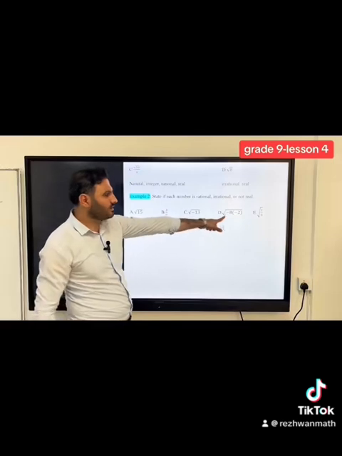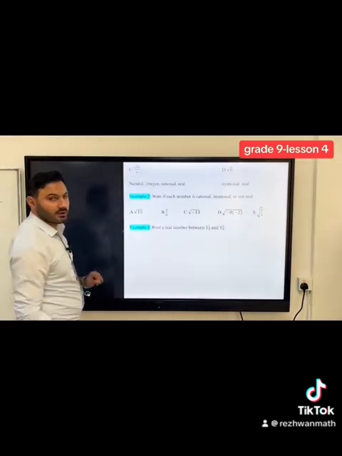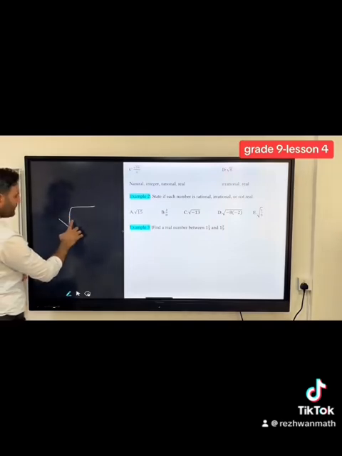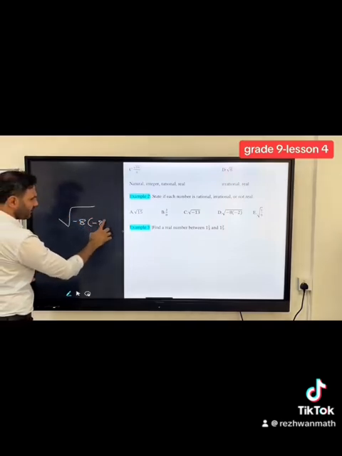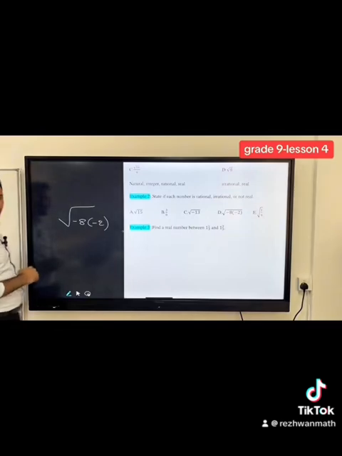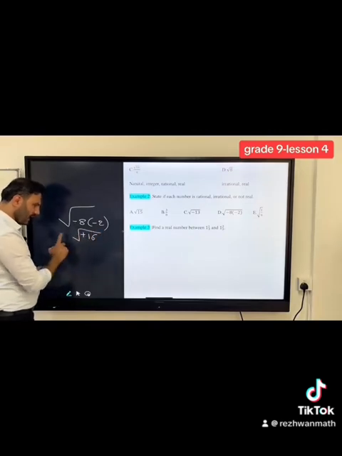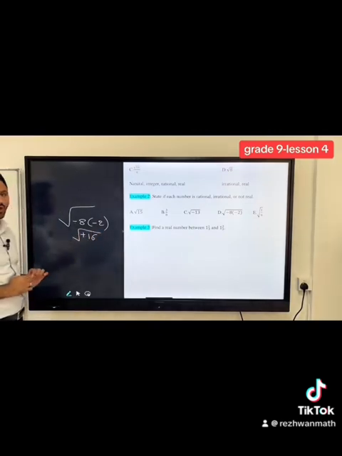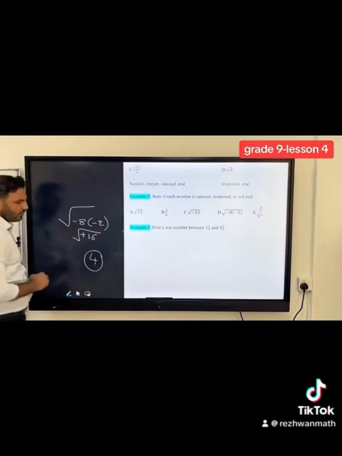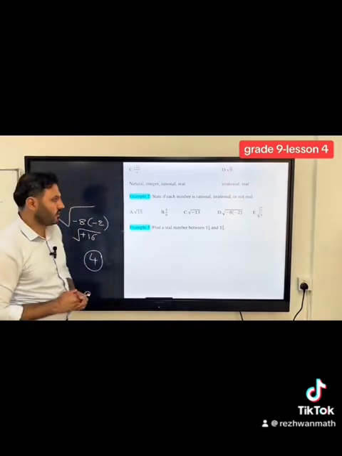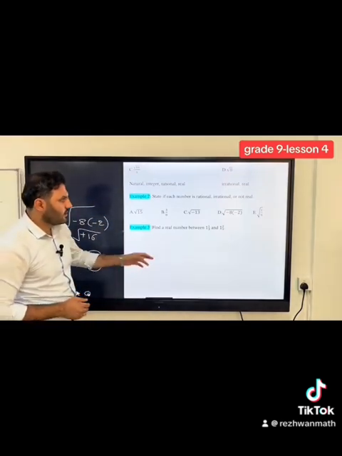But look at D. We have the square root of negative 8 times negative 2. Negative times negative, we get positive, and 8 times 2, we get 16. Now we have the square root of 16. The square root of 16 is 4. So 4 is a rational number and a real number, all the same.